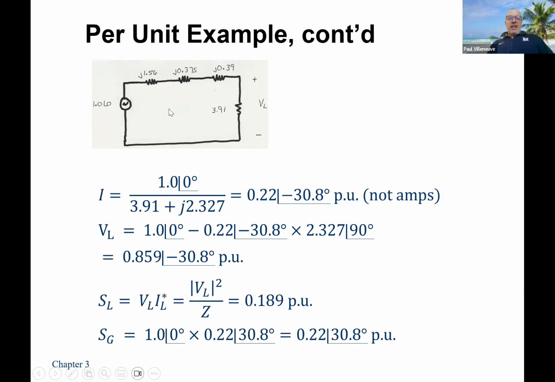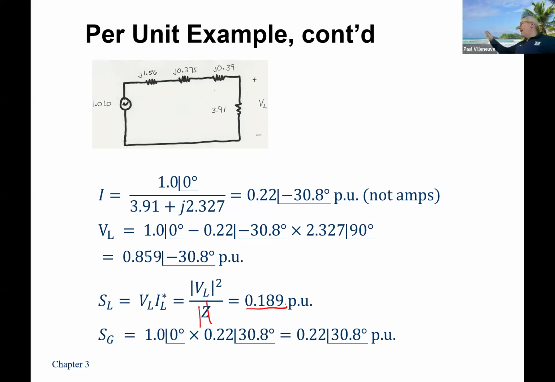Now I'm going to go ahead and calculate the power delivered. You can do this whichever way you want. In this case, it's easy enough to say VI conjugate, or you can go magnitude of V divided by Z. And this is a magnitude term because I'm just getting the per unit loss of the load, which we know is purely resistive. That's 0.189 per unit.